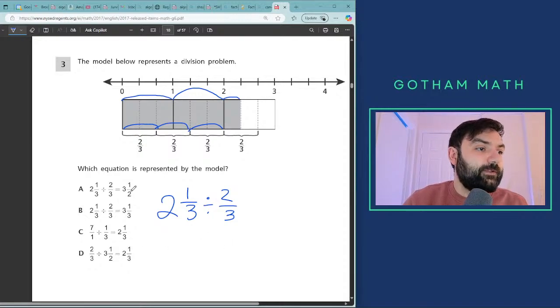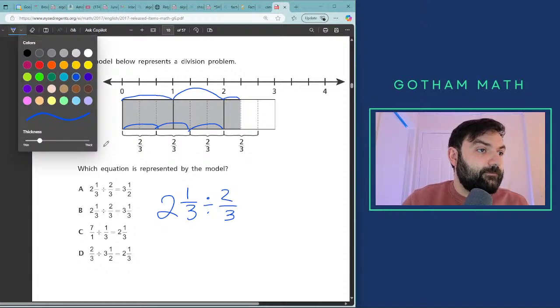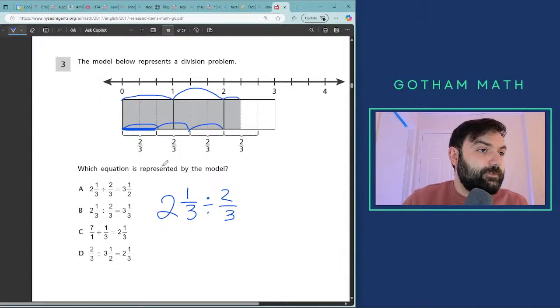Oh, the only thing is that we need to know the answer too. So what will be the answer? We can look over here: one piece of 2/3, another piece of 2/3, a third piece of 2/3, and then half of 2/3. That's why it's 3.5. But you don't have to do it this way.